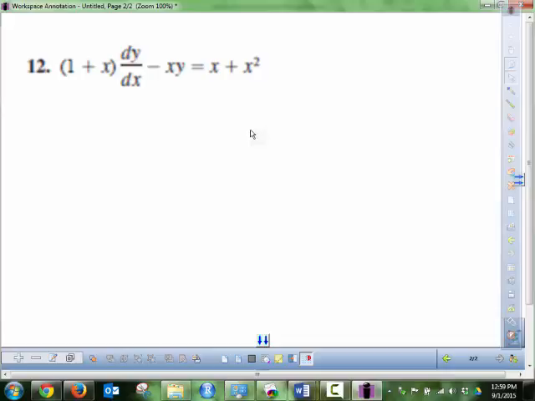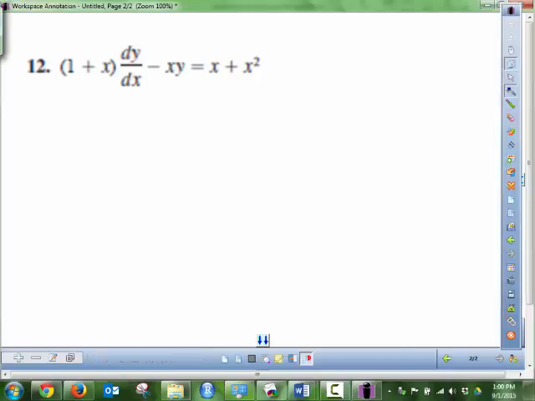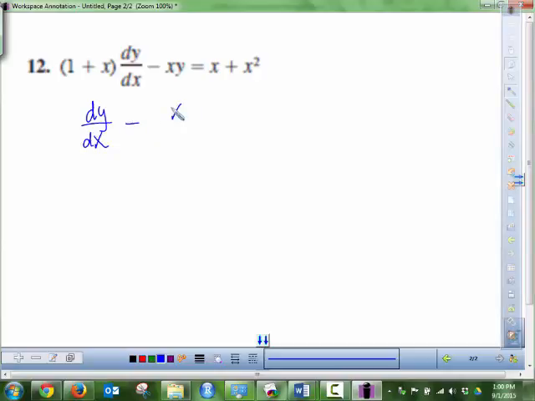So we'll start off with this equation, and what we need to do first of all is to put it in standard form so that the dy dx is by itself. All right, so let's do that. So we need to divide by 1 plus x, so dy dx plus x divided by 1 plus x times y is equal to x plus x squared divided by 1 plus x.